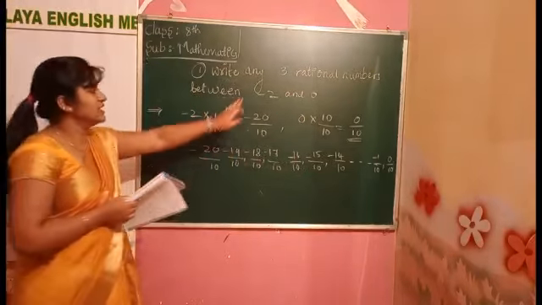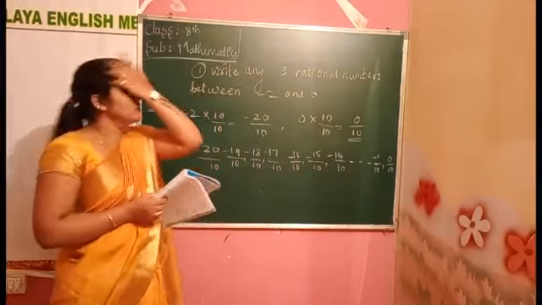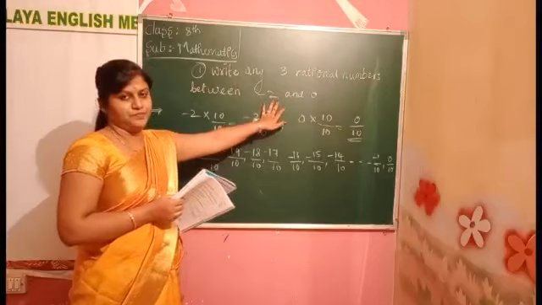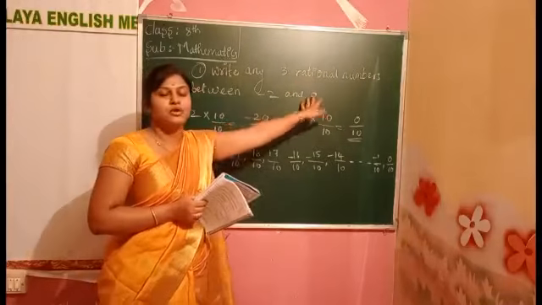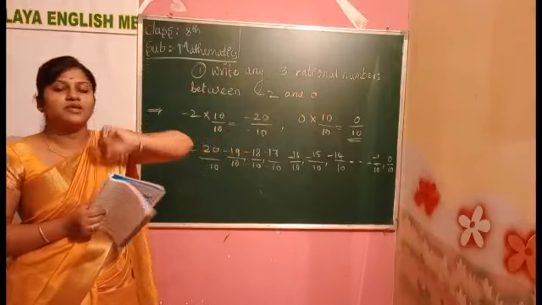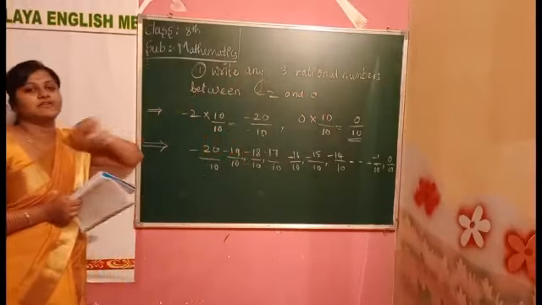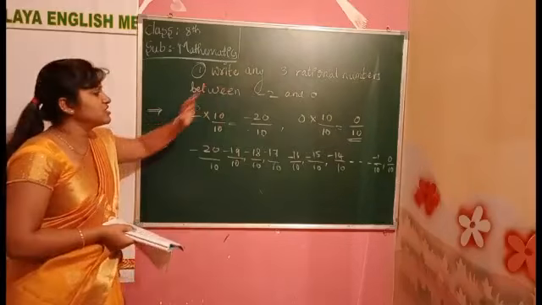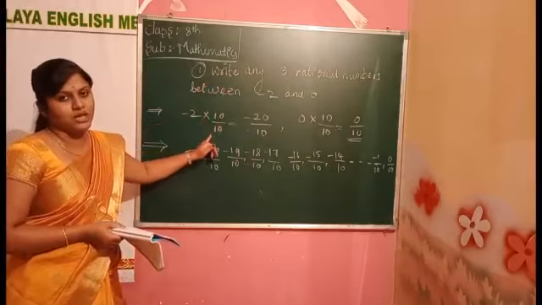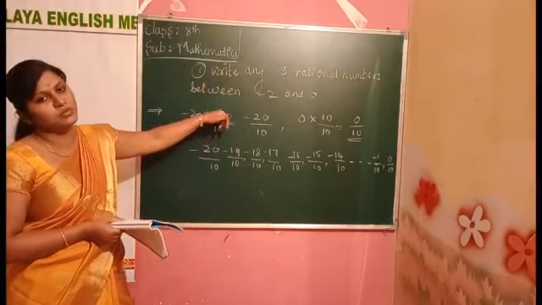What we have to do? For example, if it is like this only, like -2 and 0, how will you find the middle numbers? How will you get the in between numbers? It will be a little difficult. So what we do? We just multiply 10 to both the numbers, to the denominator as well as the numerator.